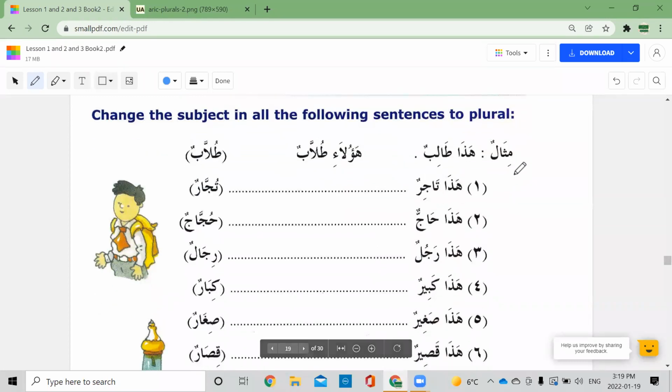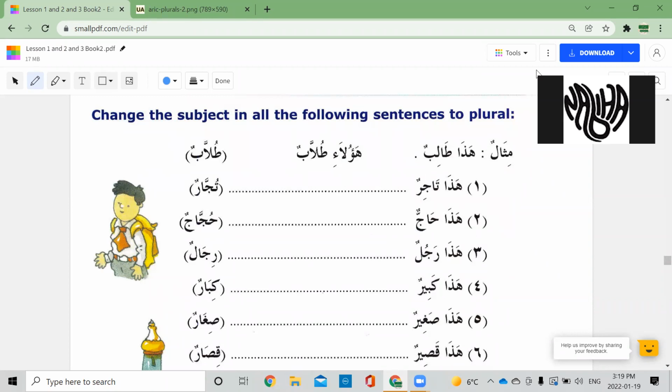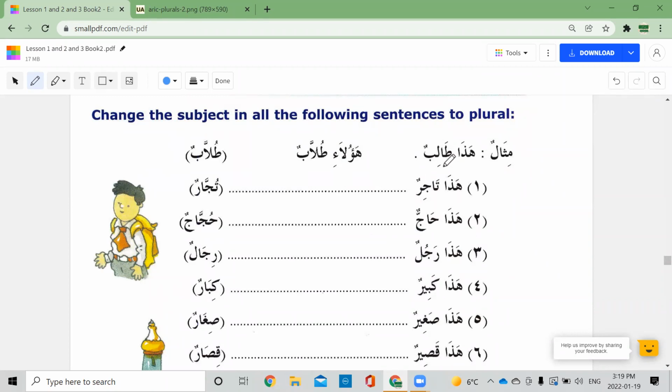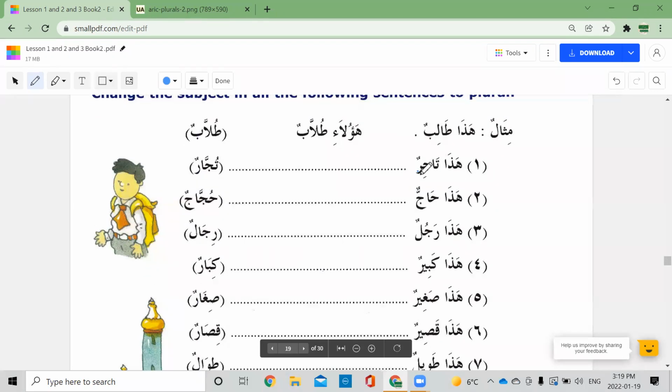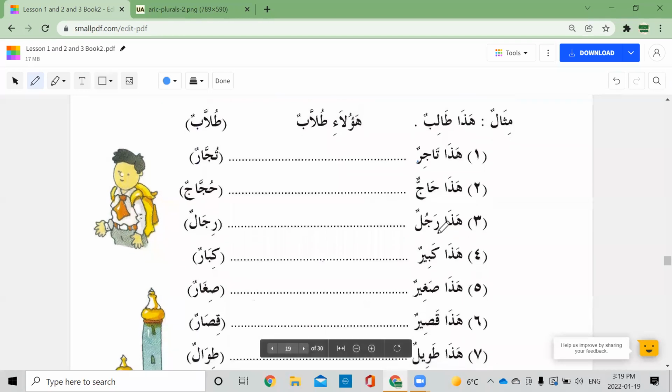Misal is example. Hada talibun. This is a student. Haulai tullabun. So haulai will obviously refer to the plural of hada, referring to those who have intellect. And tullabun is the plural of student, which is a broken plural. Yes, that's correct. So these are students. Hada tajirun. It's haulai tujarun, also referring to plural for those with intellect.